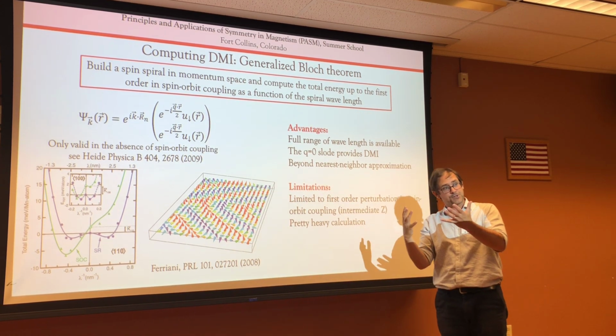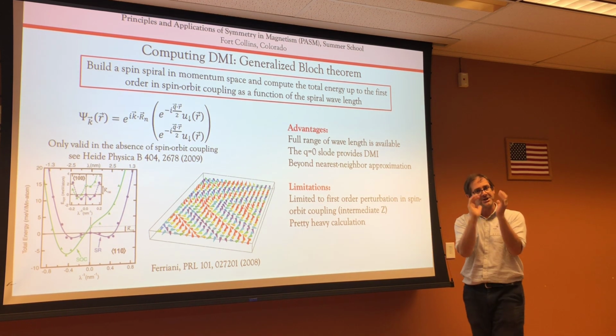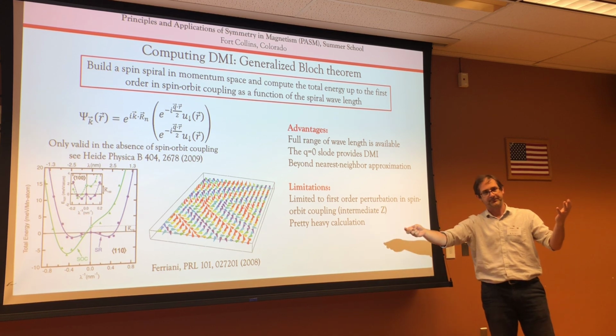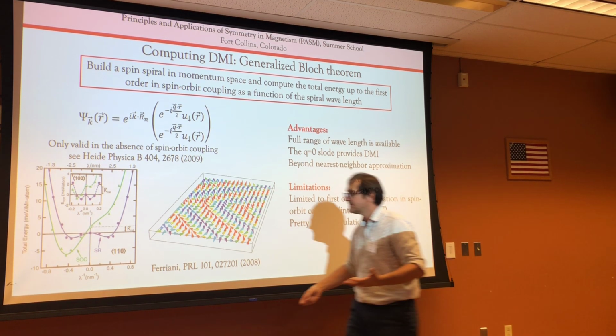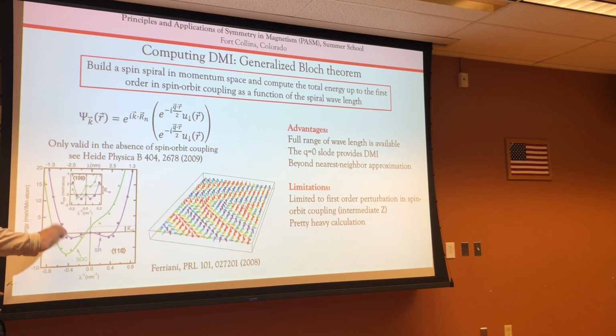Once you have this wave function, the idea is to take the spin-orbit Hamiltonian and project it on this spin spiral wave function. When you do that, as a function of the wavelength of your wave function, you get a dispersion that looks like the one you have for magnons. It's a kind of quadratic dispersion.